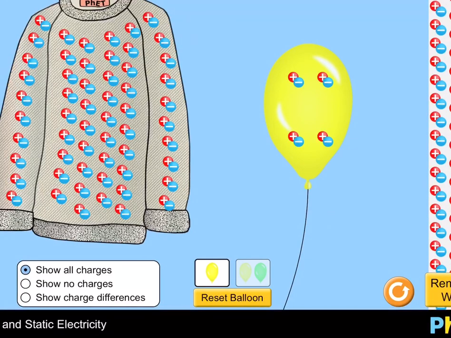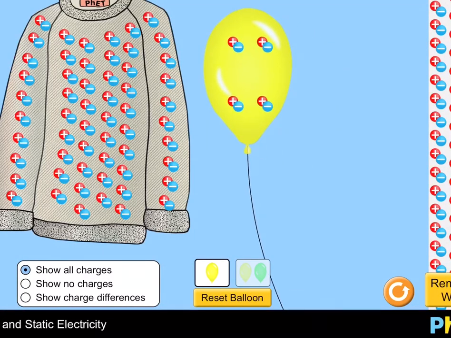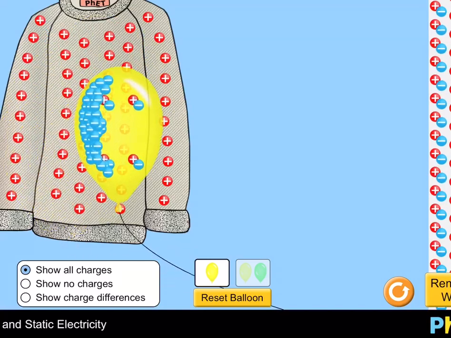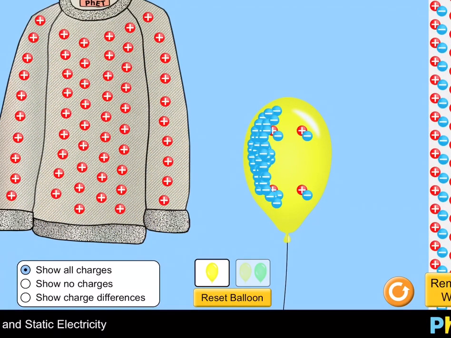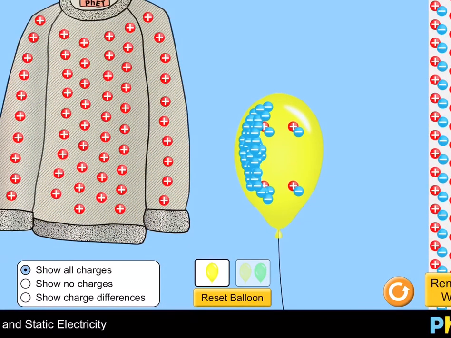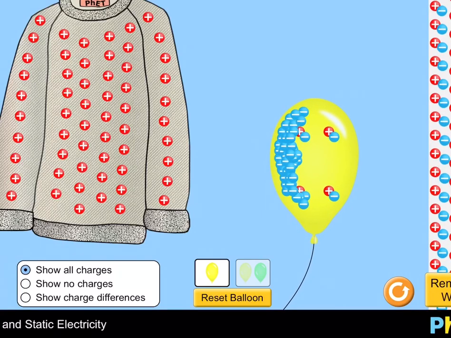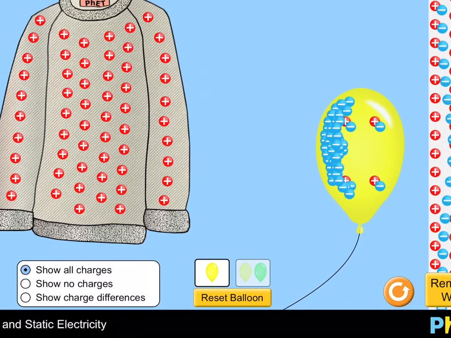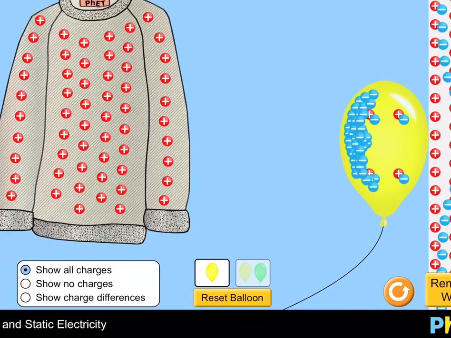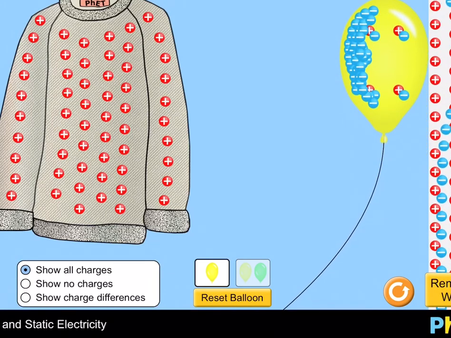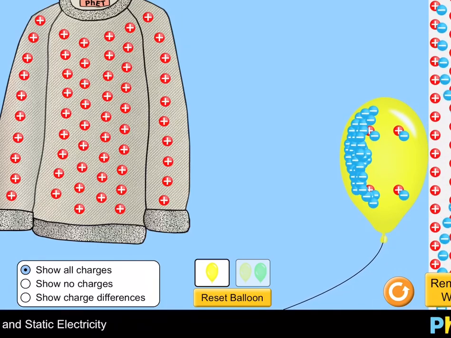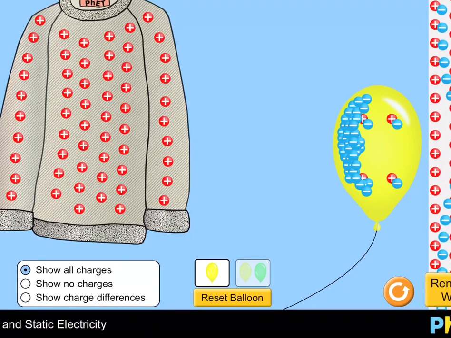So you have a balloon here and we have a sweater, which does have exactly the same number of positive charge and negative charge. Now what happens if I rub this one? Once I rub it, this balloon becomes negatively charged. Now if I bring this balloon closer to another object here, you see all the electrons are now being pushed to one side.